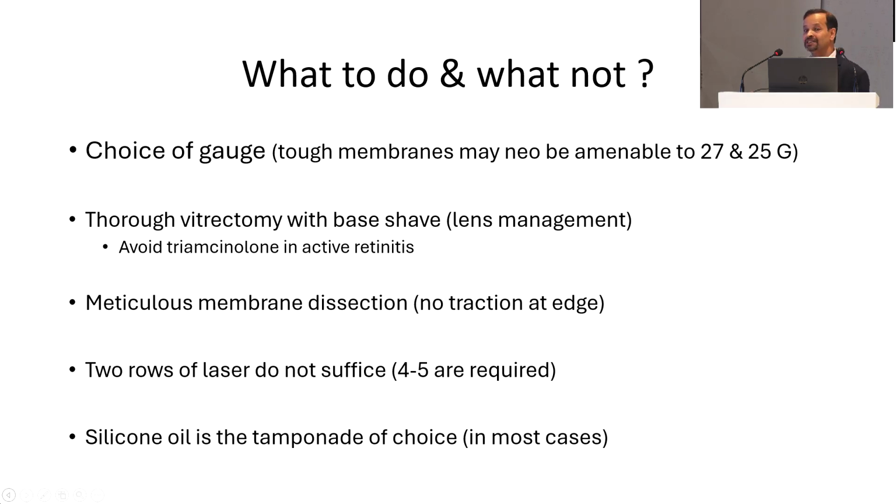As I mentioned, there should be no traction at the edge of healed and necrotic retina. As Dr. Rohan mentioned, a broad laser has to be given. Two rows of retinal laser, which we normally do in a break, do not suffice here. You need to give 4 to 5 layers, as we give in a case of GRT. Even in the cleanest of cases where you think you can get away easily, please do not leave the eye under gas, because these eyes are very prone to PVR. So oil is the tamponade of choice in most of these cases.